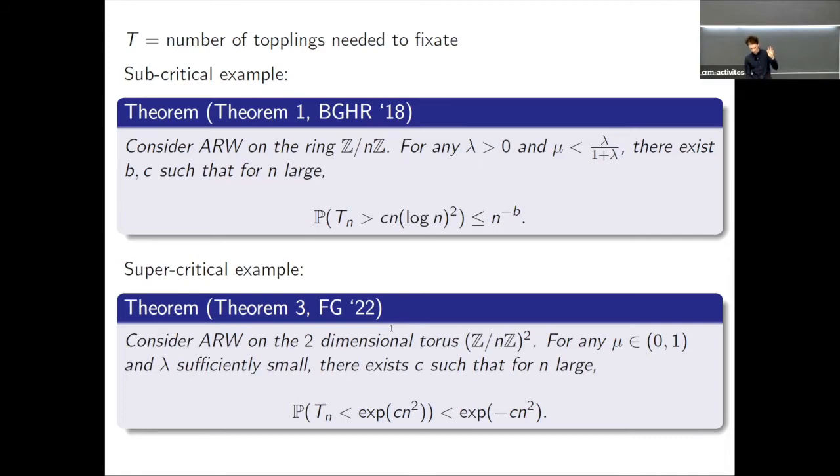Now I'm on the two-dimensional torus. For any density, I can take the sleep rate arbitrarily small, such that the probability that the number of topplings I need is smaller than some exponential, even bigger, exponential in n squared, is small. So this is saying I need super exponentially many topplings in this supercritical phase to fixate the system.